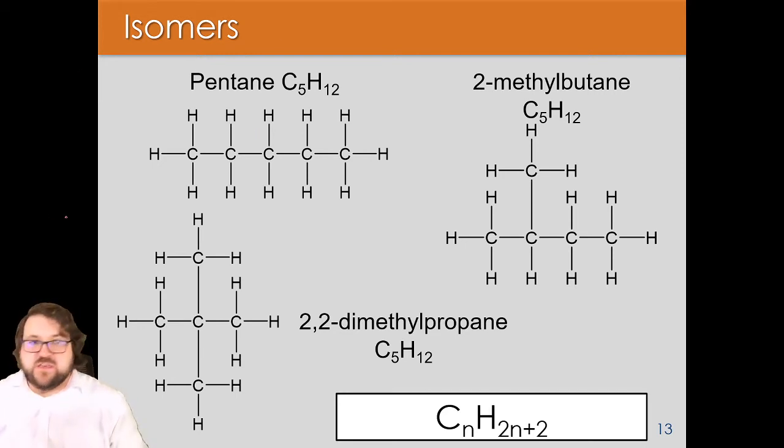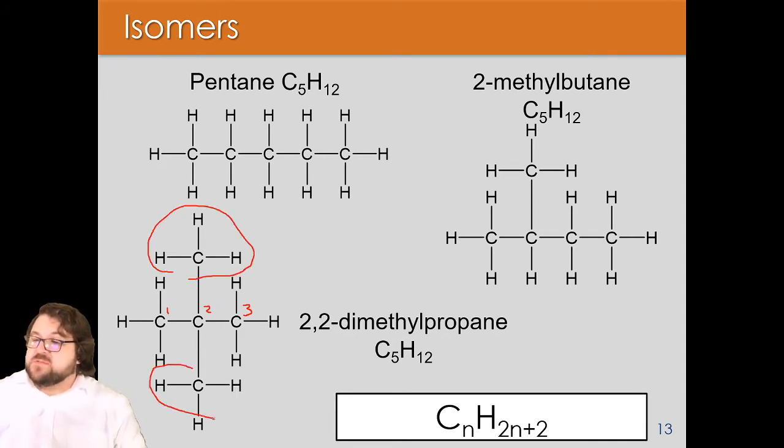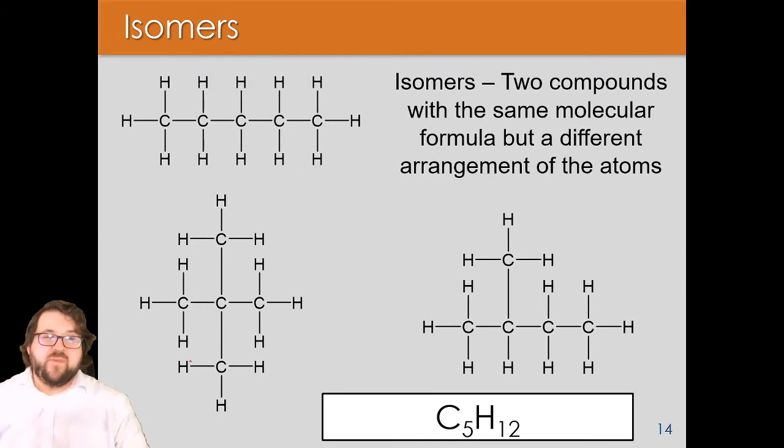2,2-dimethylpropane. So let's just go through that one and make sure it makes sense. 1, 2, 3 is the propane. And on the 2, I have 2 methyl groups. That works out. You might also have counted it top to bottom. You would still get the exact same answer as before. So there we go. Isomers are 2 compounds with the same molecular formula, but a different arrangement of the atoms. And we're going to use that term quite a lot as we go forwards.